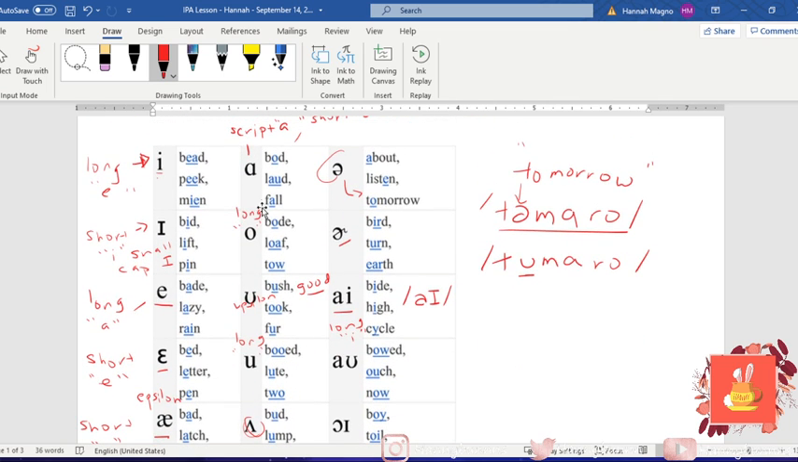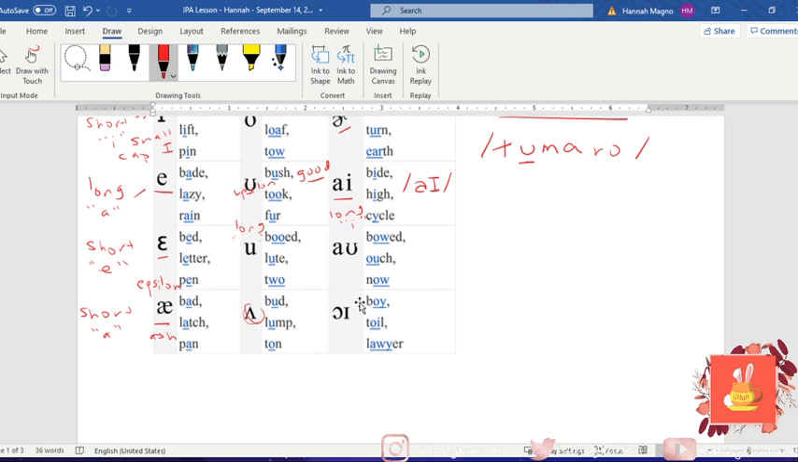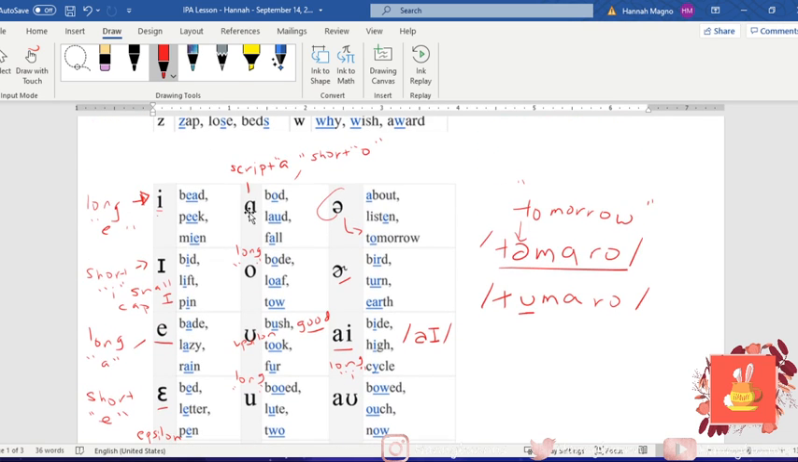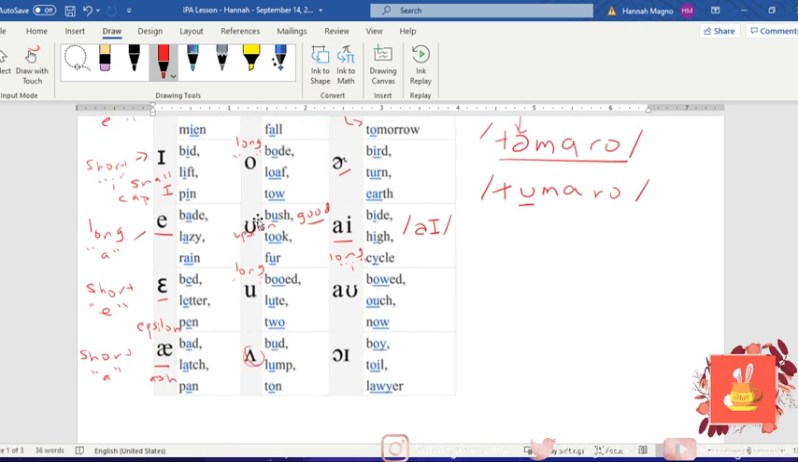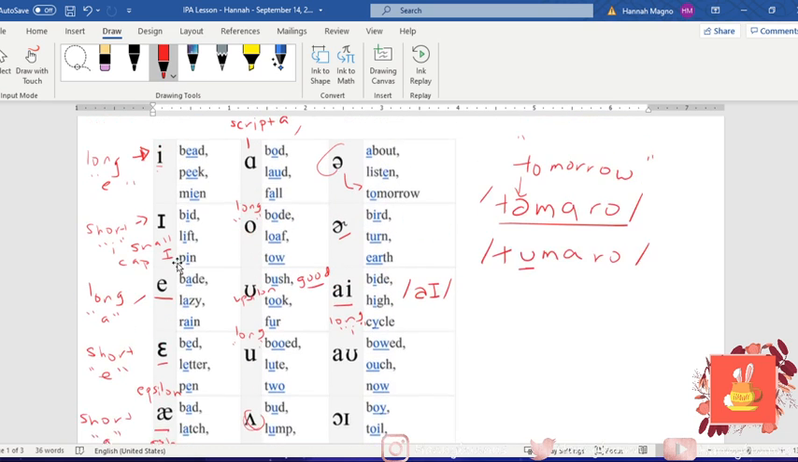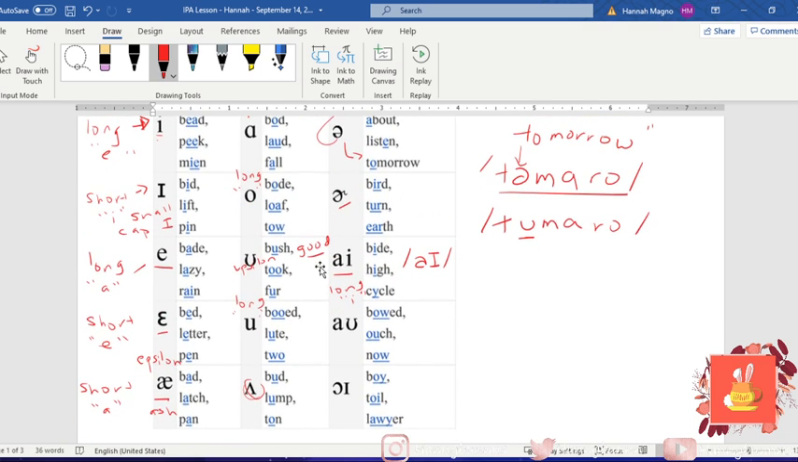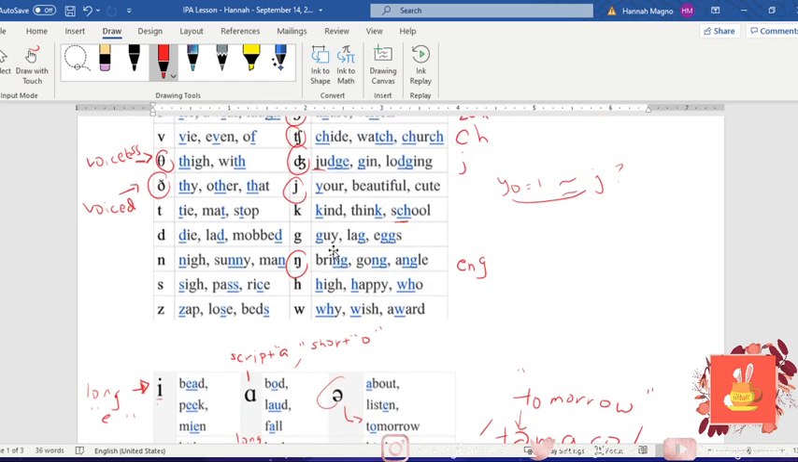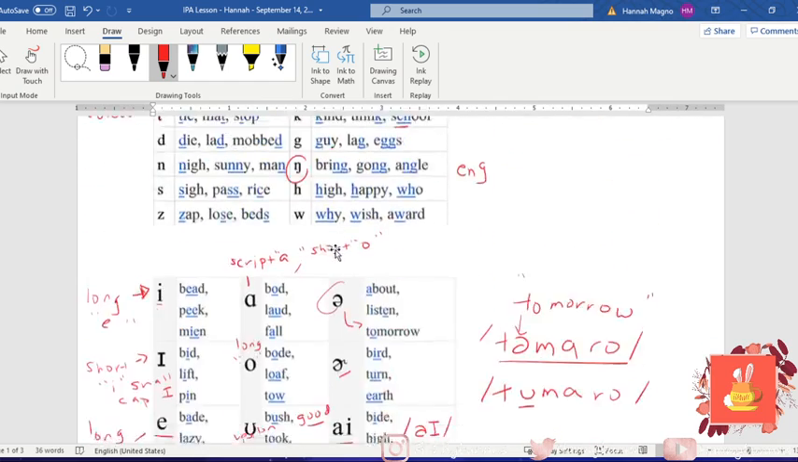Interesting. Technically, there is a sound for the A by itself. I think it's this one, the script A. It's the bod lof one. I'm kind of surprised that they have the A here. They don't have the A here though. I know there was a word for it, but I can't think of it right now.